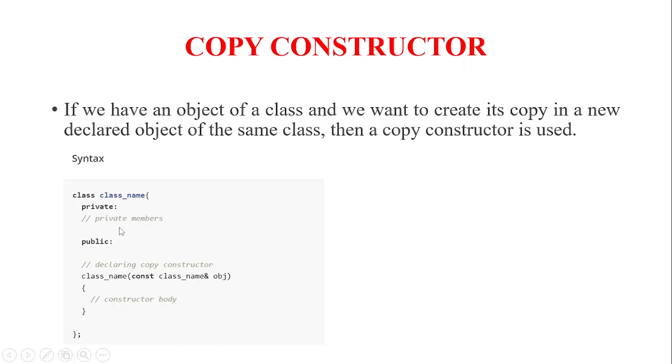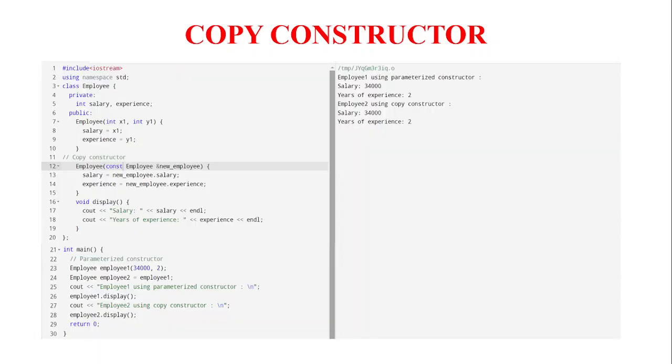So class name, private, public, we have the constructor and we are passing the object, right? That is the address of the object here. Now, if you see this example, you are creating an object employee 1 and employee 2. And for this employee 2, I am passing employee 1 as an object. So your constructor is employee, you are having two values, x1, y1, and it is assigned to salary and experience, right? And then here I am passing the object, right?